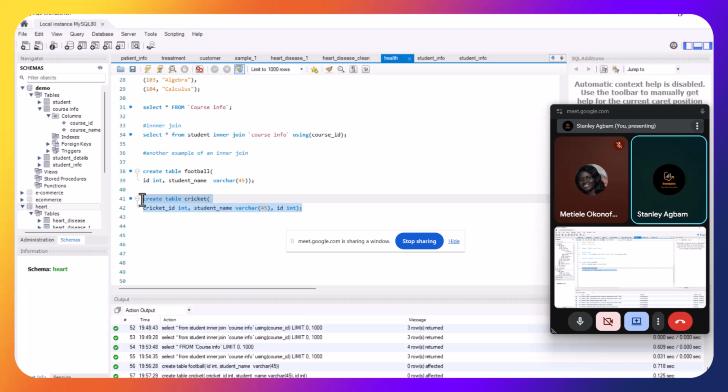Then inserting our values, insert into football values. So one student's name, Tayo. Then you can even use the same names. I can use the same names as I did here to avoid wasting time.